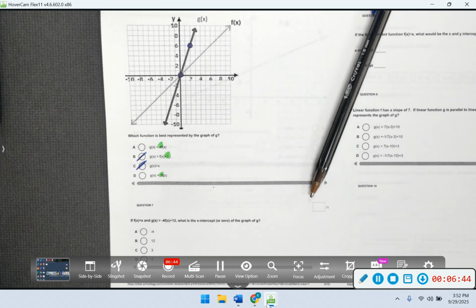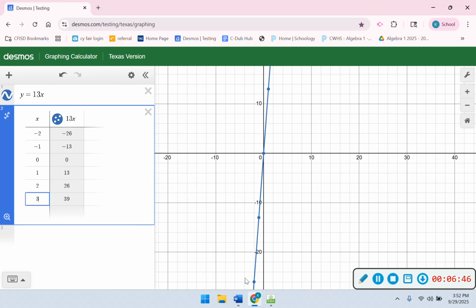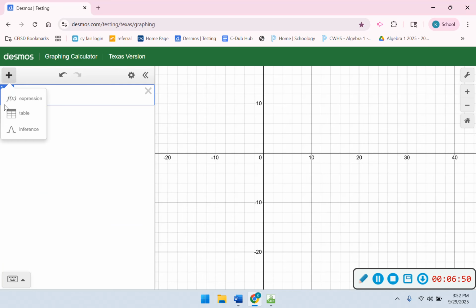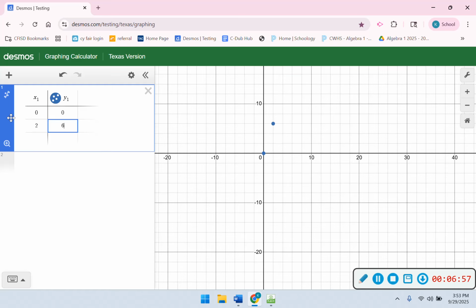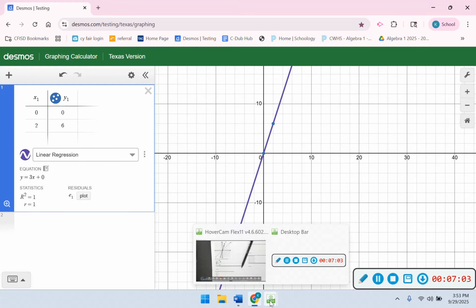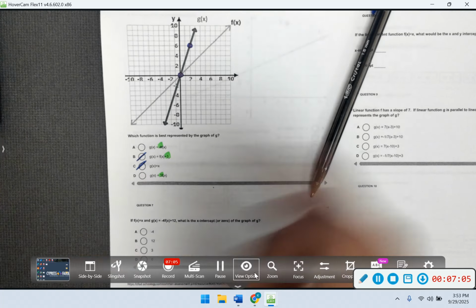So then just go plus sign table in Desmos. So plus sign table, I'm going to plug my 2 points in. So (0, 0) and (2, 6). Magic wand. And the slope is 3. So that would be D.